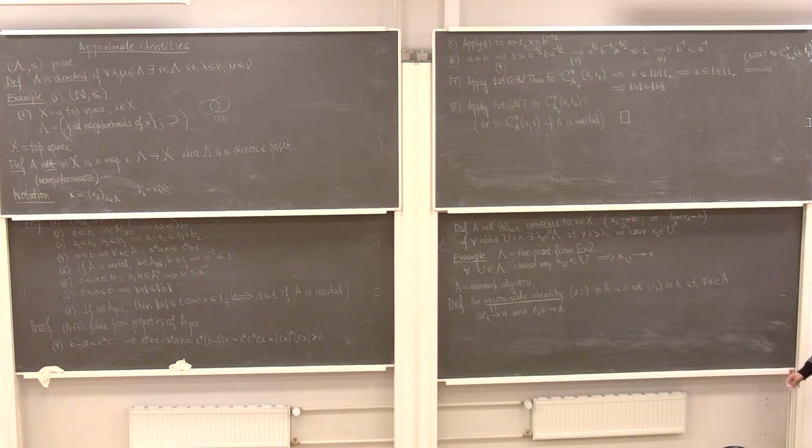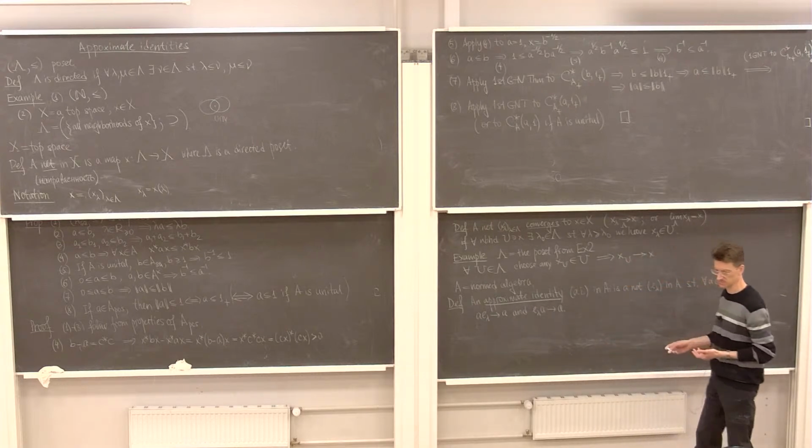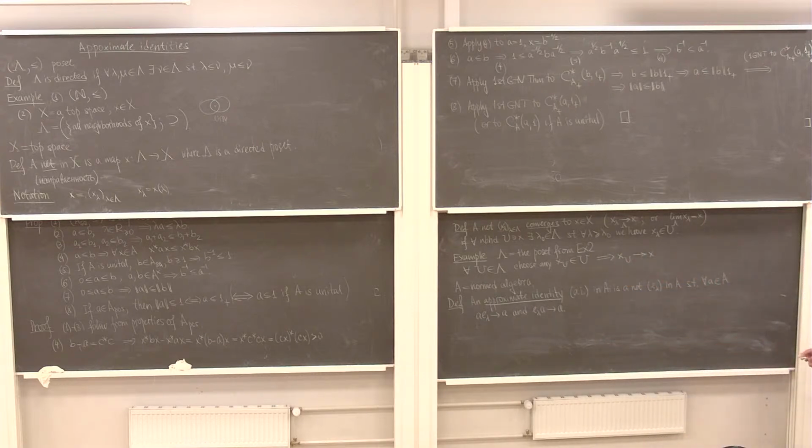In some sense, we think of e lambda as a net which converges to the identity. But the identity doesn't exist, so actually, e lambda doesn't converge. But after we multiply e lambda by an arbitrary element a, we have this convergence. That's the idea.